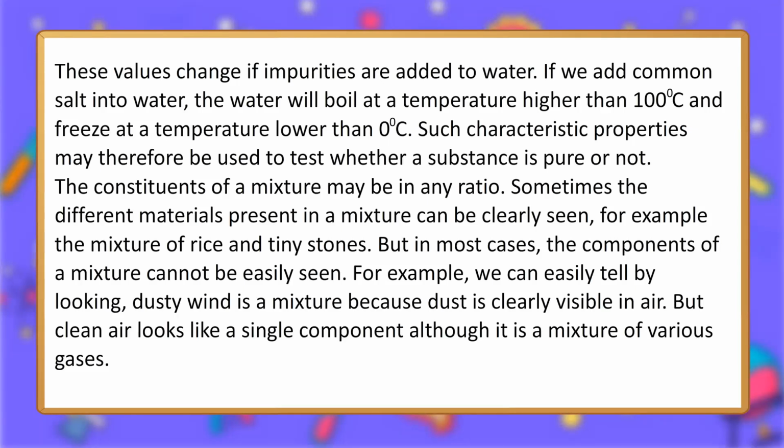Sometimes the different materials present in a mixture can be clearly seen, for example the mixture of rice and tiny stones. But in most cases, the components of a mixture cannot be easily seen. For example, we can easily tell by looking, dusty wind is a mixture because dust is clearly visible in air. But clean air looks like a single component although it is a mixture of various gases.